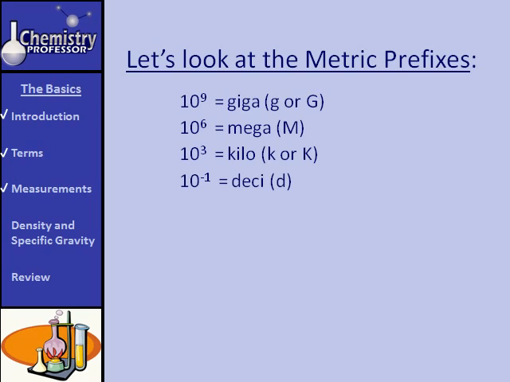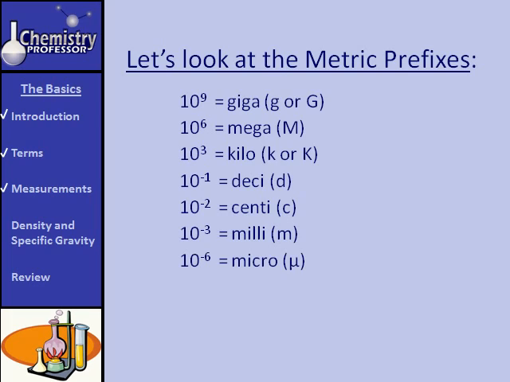Deci is a lowercase d, centi is a lowercase c, milli is a lowercase m, and it is the existence of milli that forces us to use a capital M for mega, so that we can distinguish between mega and milli.